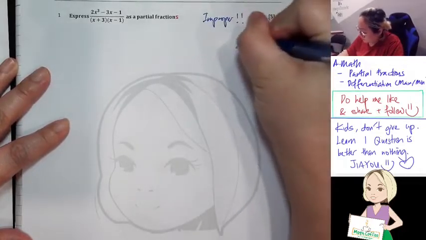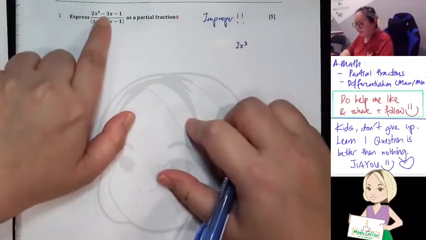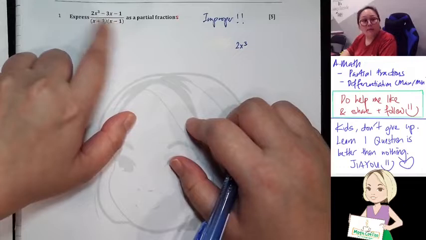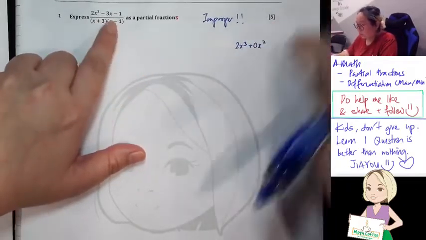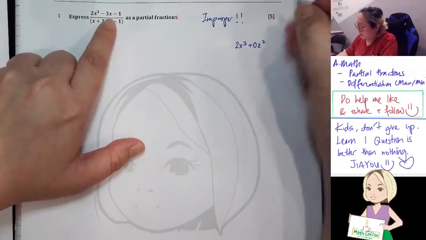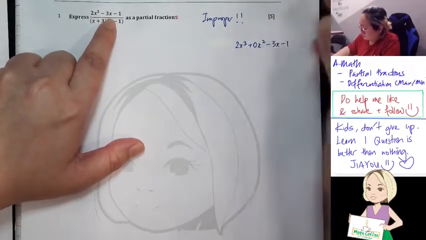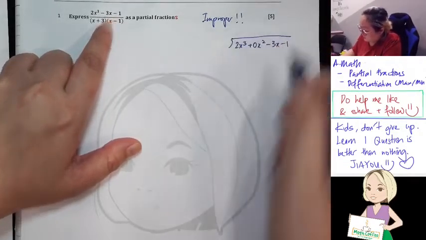So I will take 2x cubed. Do you see that there is a missing term x squared here? So in this case, I have to put plus 0x squared because I need to leave a space for that. Then after that, minus 3x minus 1.